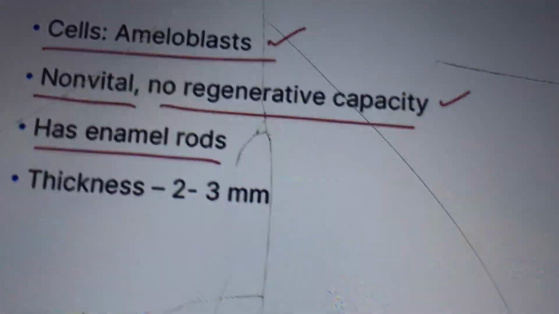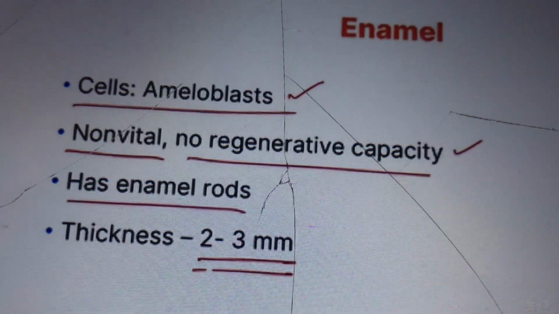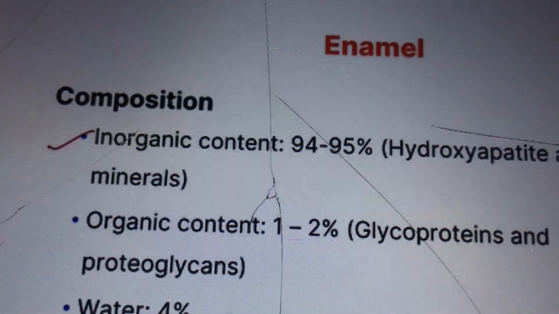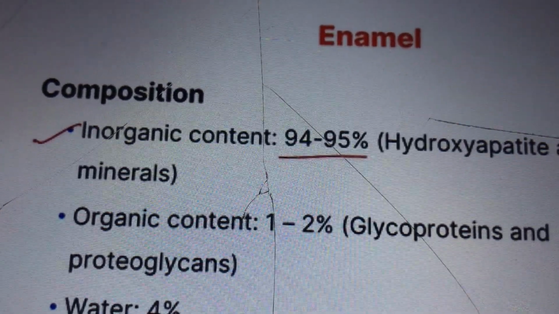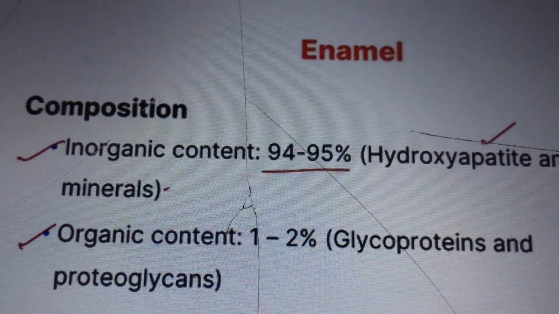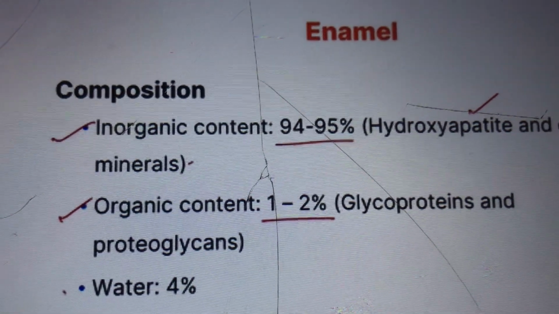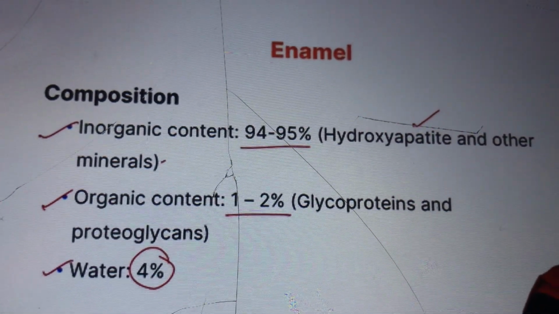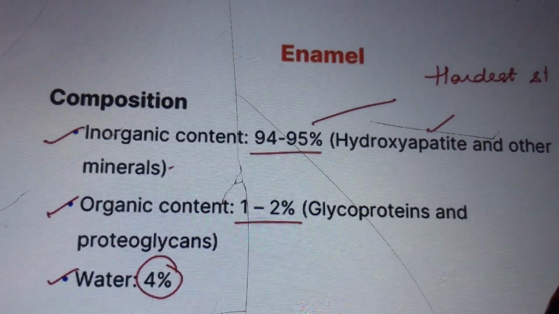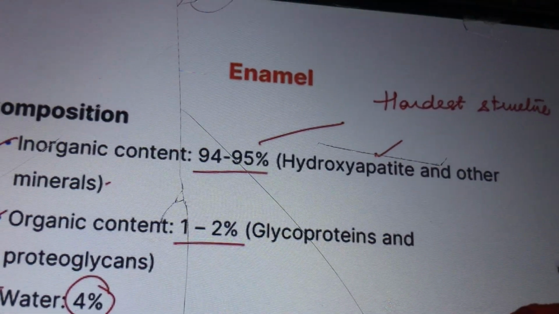Enamel contains what are called enamel rods when you see it under an electron microscope, and the thickness of enamel is about 2 to 3 millimeters. The enamel is composed of inorganic content, which includes 94 to 95% hydroxyapatite and other minerals. The organic component is just about 1 to 2%, which includes your glycoproteins and proteoglycans, and then water constitutes about 4% of enamel, and that's why it is the hardest structure in the human body, much harder than bone, cementum, and dentine.